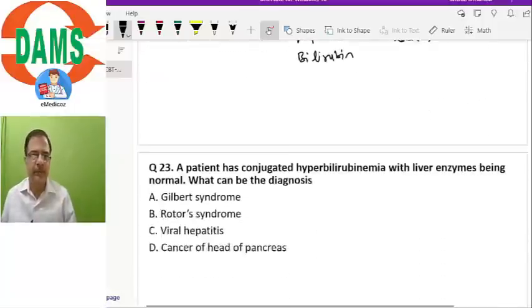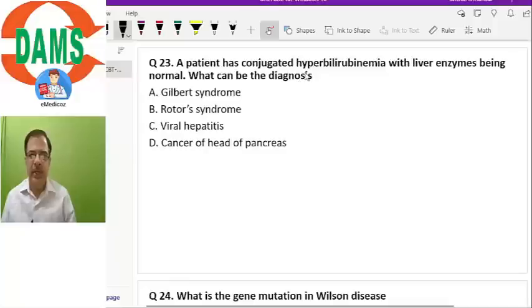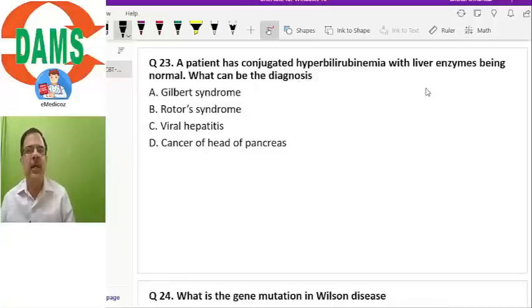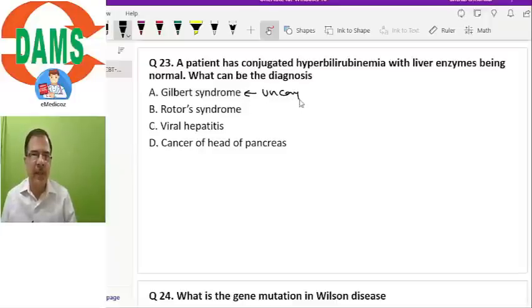Question 23. A patient has a conjugated hyperbilirubinemia with liver enzymes being normal. What can be the diagnosis? Gilbert syndrome has unconjugated high bilirubin. Rotor syndrome is a conjugated high bilirubin.